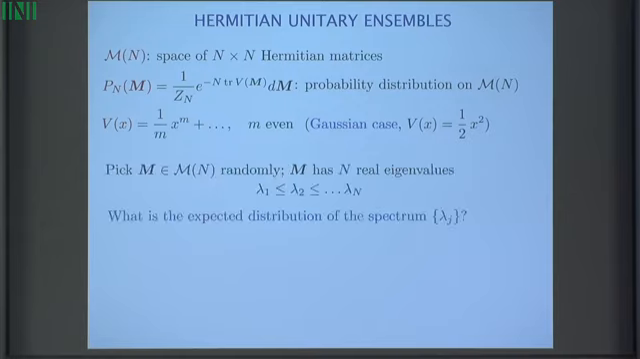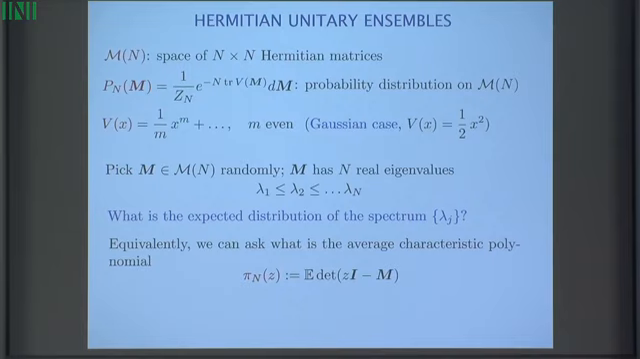And the main questions in this field are, what are the eigenvalues? What are the expected eigenvalues? What is the distribution of the spectrum? Or, equivalently, because you know that all eigenvalues are real in this case, what is the expected characteristic polynomial of these matrices, right?